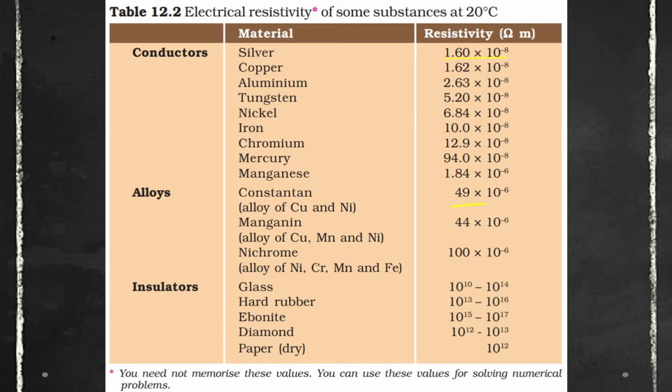Tungsten is used almost exclusively for filaments of electric bulbs. In the bulb which we use in our house, you can see a small wire inside it, which is tungsten. Copper and aluminum are generally used for electrical transmission lines. This table is important for your MCQ purpose.